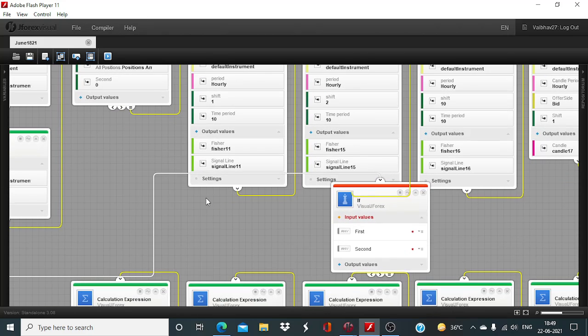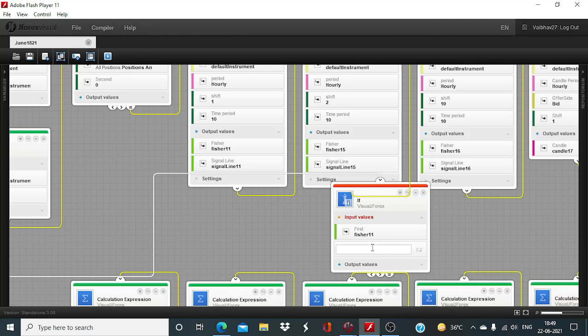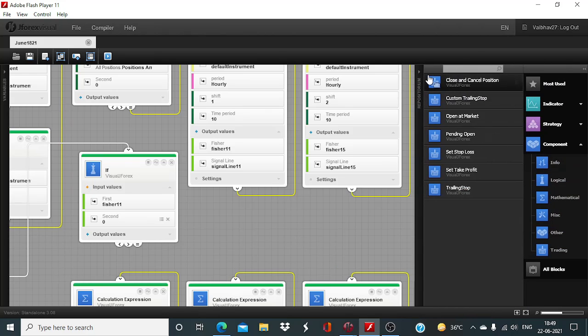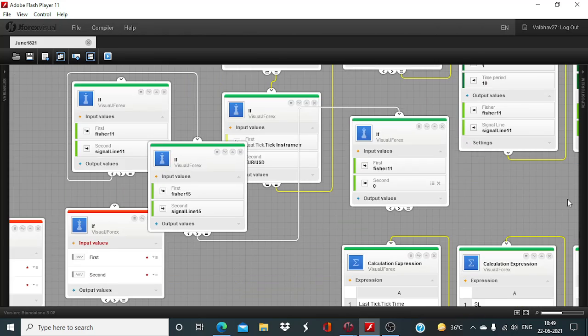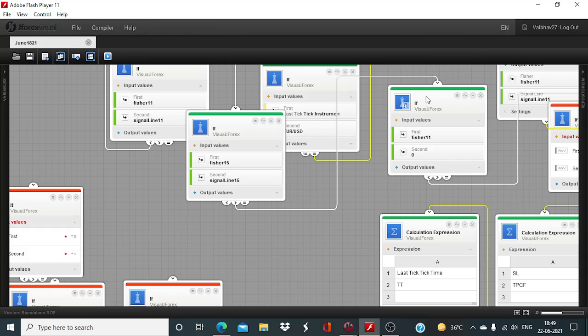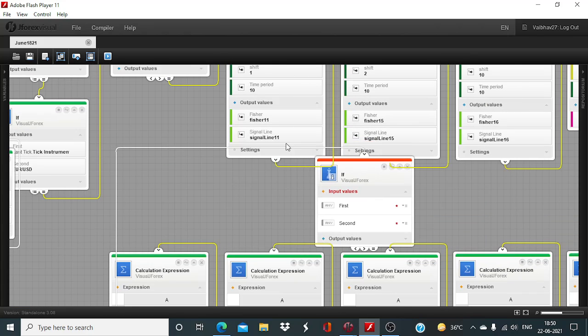And also we need Fisher 11 to be below 0. First input again less than second input. Signal line 11 should also be below 0.